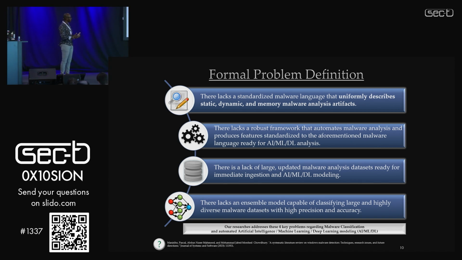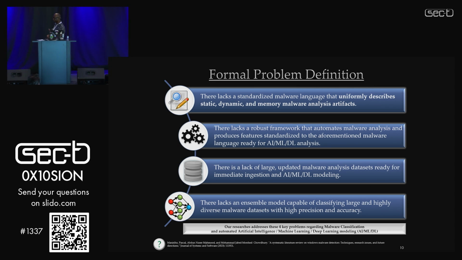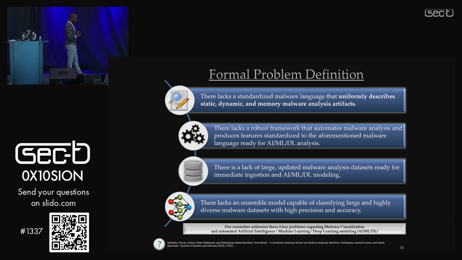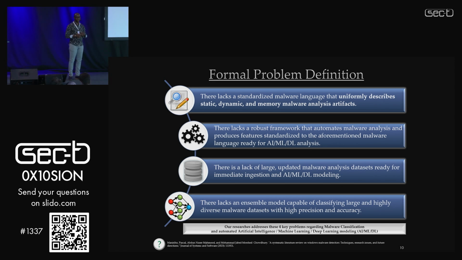So again, we can get that aforementioned data set standardized in the right nomenclature that allows us now to pivot into artificial intelligence and machine learning modeling. Number 3, there also lacks a large updated malware analysis data set or a benchmark that we can use to continuously adjust our models, evaluate our models, and make things better for the future.